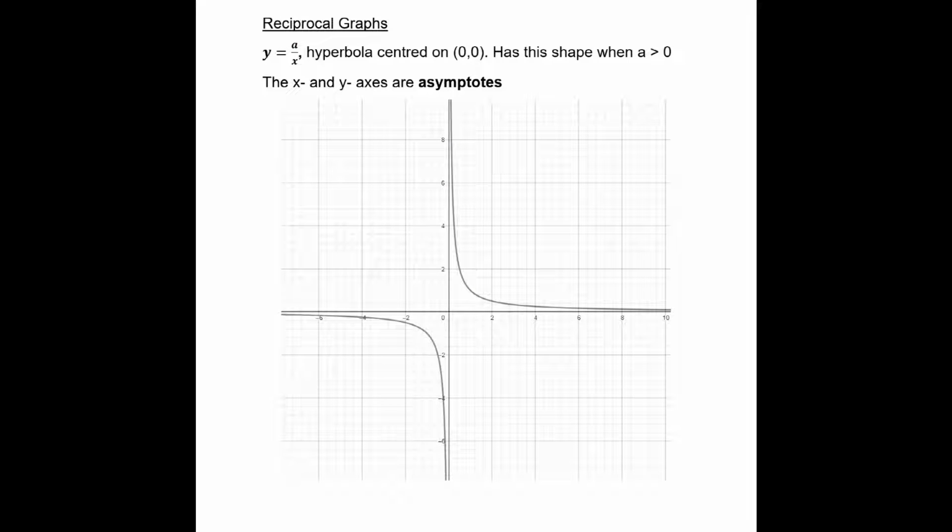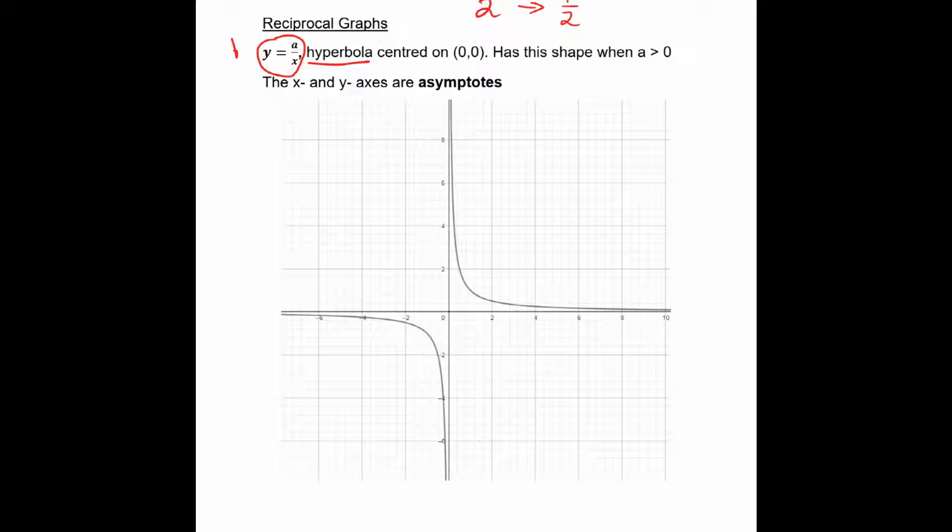The next kind of graph that we're going to sketch are reciprocal graphs. As we've seen before, for example, the reciprocal of 2 would be 1 over 2. So whenever we have a reciprocal, you should be thinking about a fraction. So in the case of these types of graphs, it's of the form y equals a over x. This is what we call a hyperbola centered on (0, 0). The reason it's centered on (0, 0) is because it's just a over x with nothing added on.